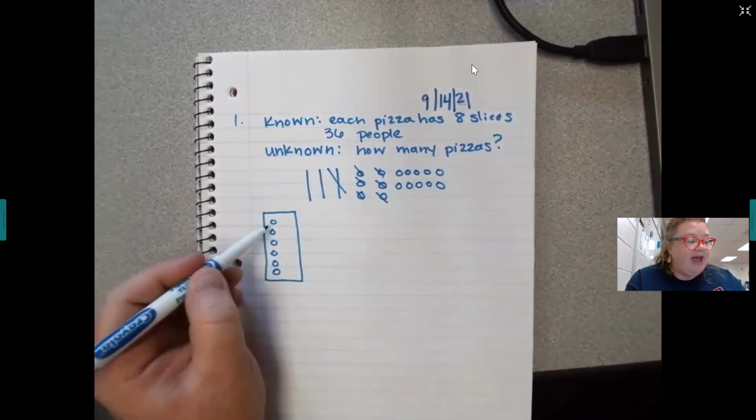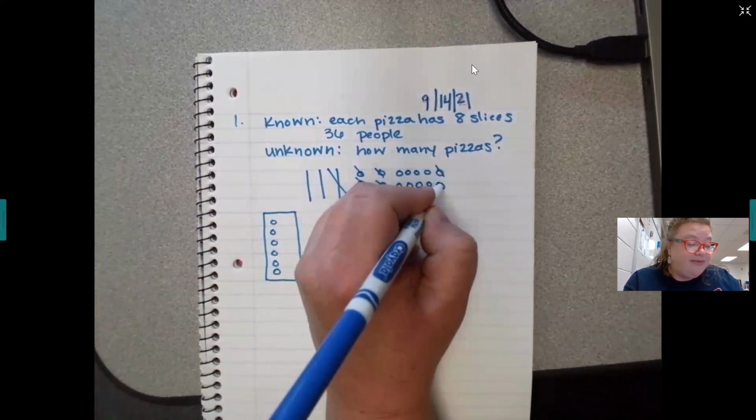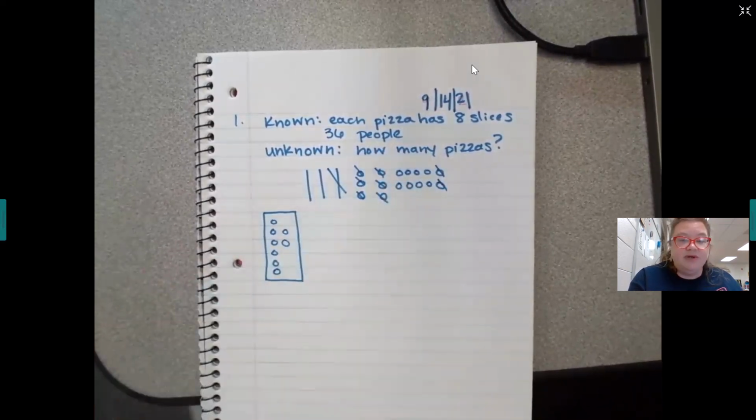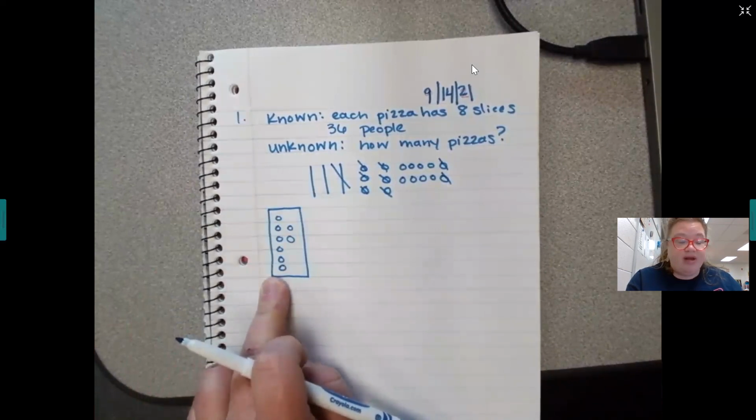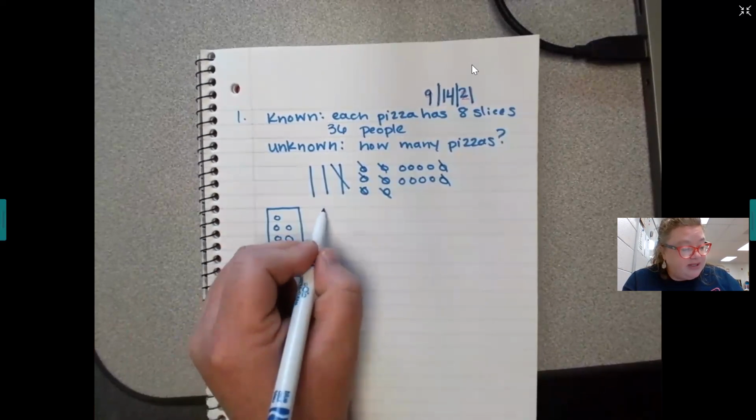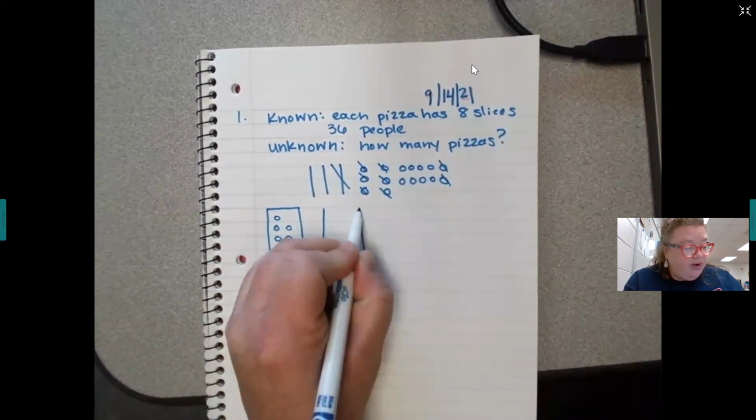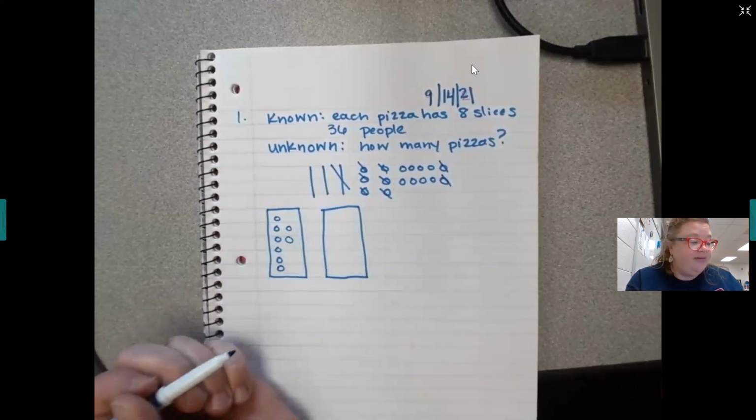Okay, so remember I had put 6 down here, and I can put 8 in here. So I'm going to take 2 of these. So that's one pizza, right? This one pizza, 8 people can have one slice. So I still have people left up here that need a piece of pizza. So I'm going to draw another group, and I'm going to put 8 more people in here.